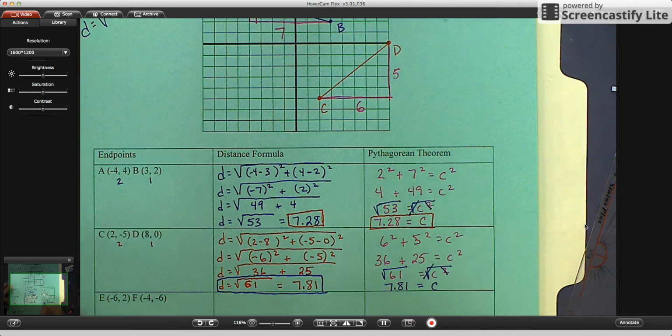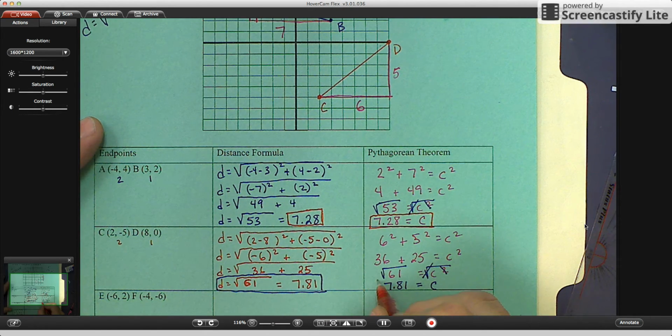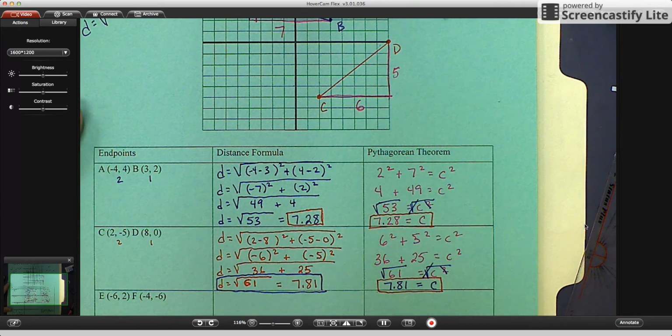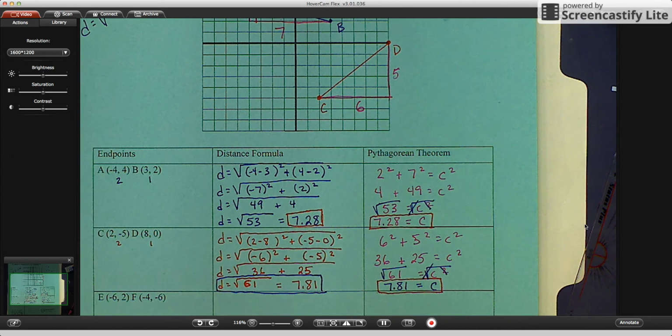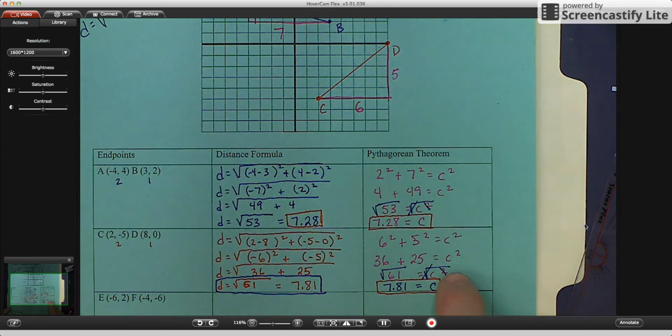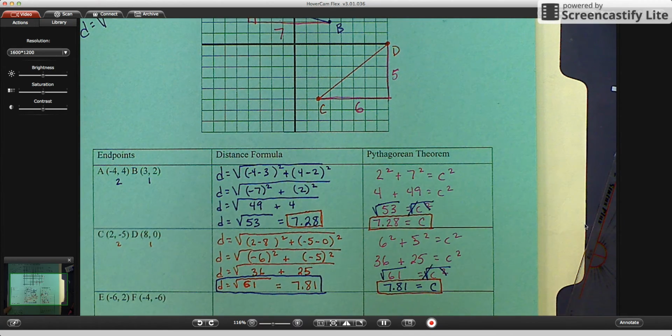You do not have to use both the distance formula and the Pythagorean theorem. You're going to select which one you want to use, as it doesn't really matter. You'll get the same answer using both. My personal preference is the Pythagorean theorem because I think it's easier.